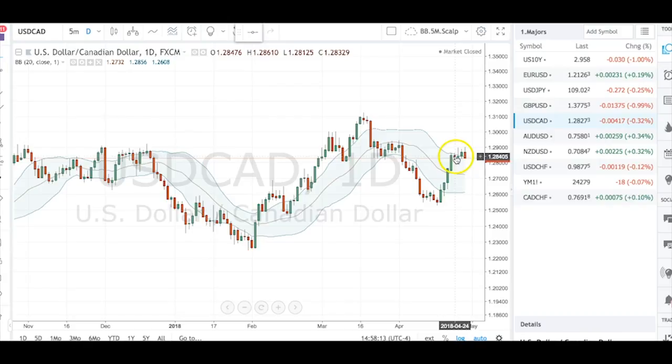Both of these, Kiwi dollar to the upside and dollar CAD to the downside, are showing that at least for the very, very near term, maybe front of the week, the upward momentum of the dollar has stopped, and we could have a little bit of a turn trade as we go forward.